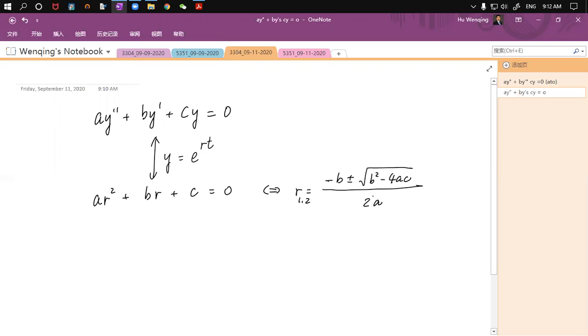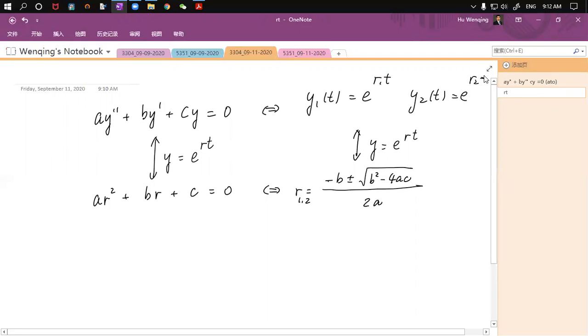Now, how do you correspond to the solution here? Because of this correspondence, it can be written that y is still e to the power of rt. So you're going to get 2 solutions: y1(t) is e to the power of r1 t, and y2(t) is e to the power of r2 t.